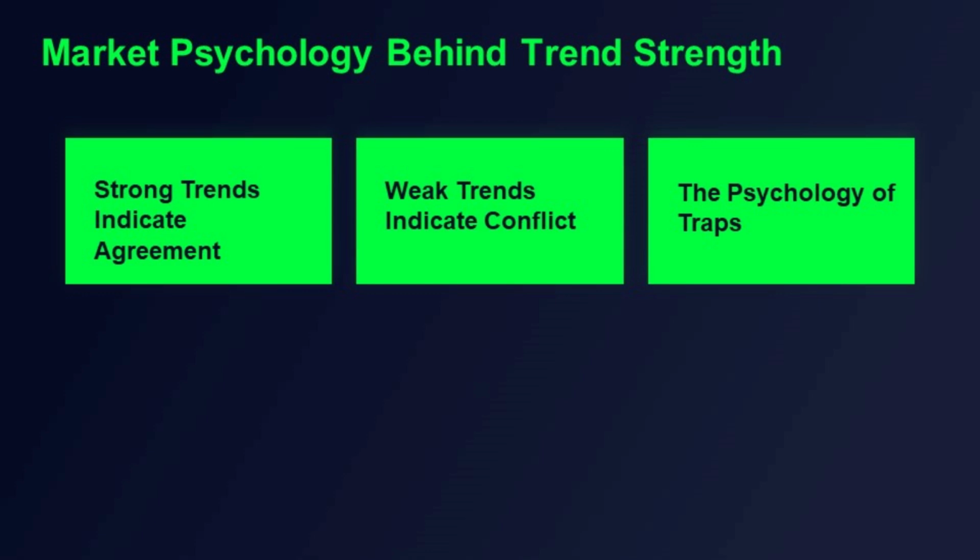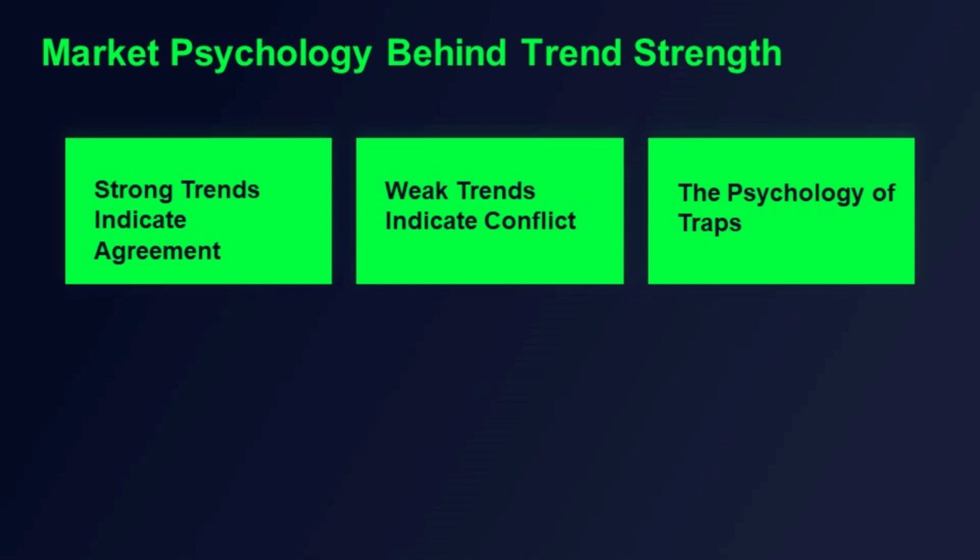Weak trends indicate conflict. Weak trends tell you neither side is fully convinced. Smart money may be unloading. Retail is buying at the wrong time. Price is moving, but energy is missing. Weak trends often precede reversals.